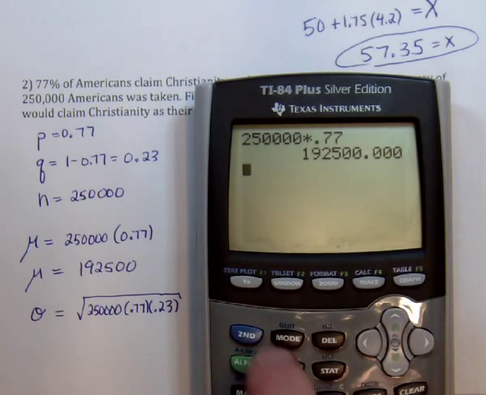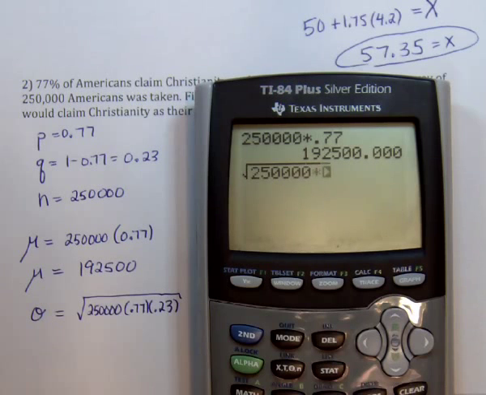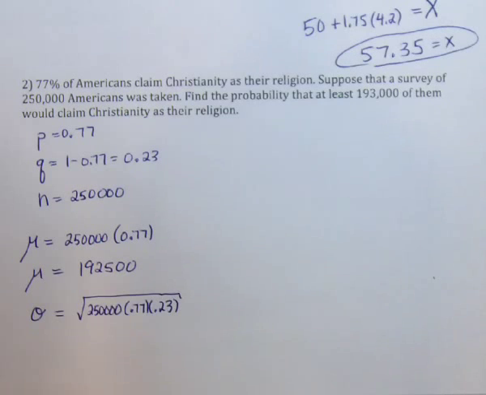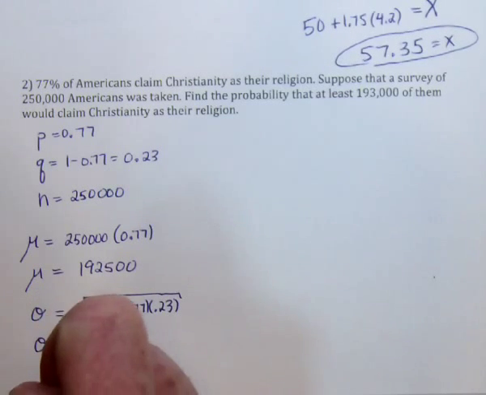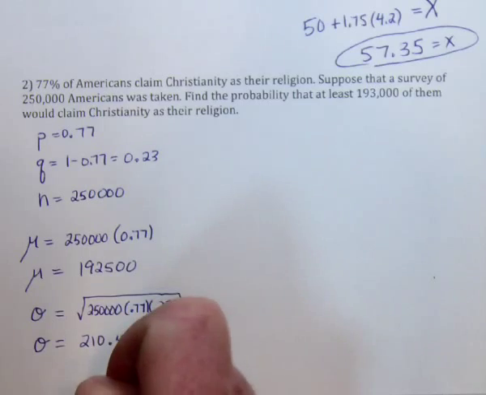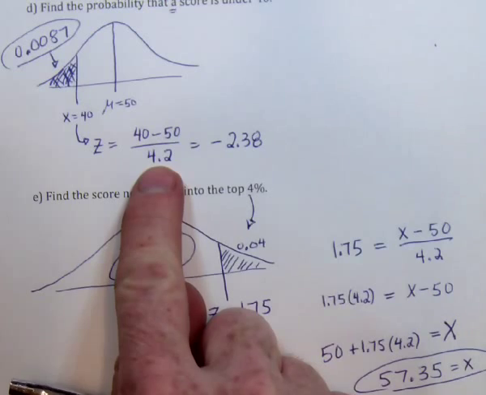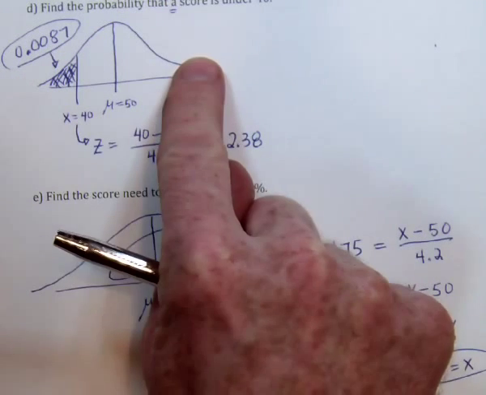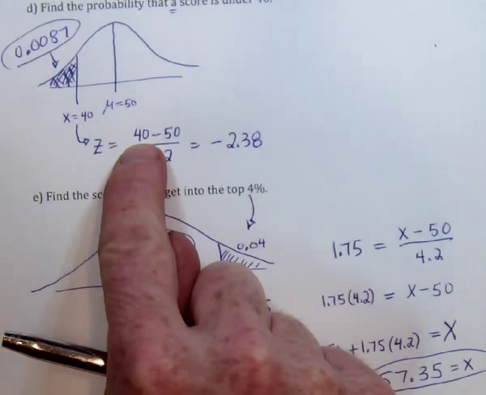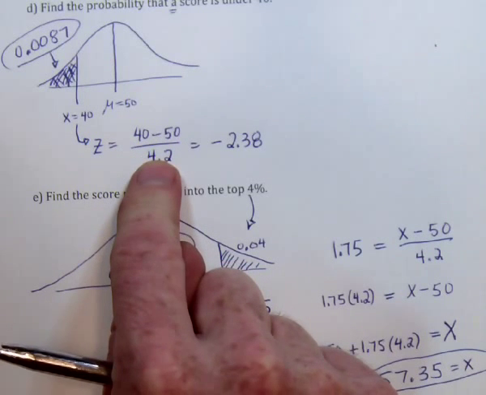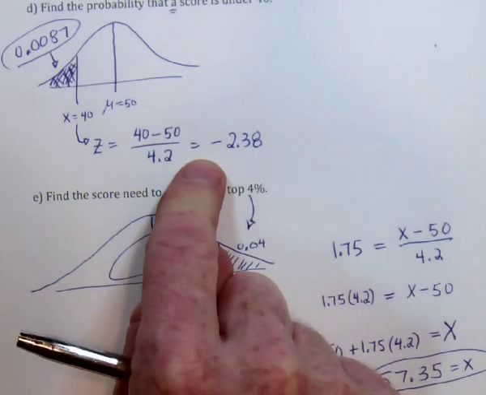So let's see, the square root of 250,000 times 0.77 times 0.23, and the standard deviation is 210.416. So if you notice in this problem, what we needed was a bell-shaped curve. We needed a score, the mean and the standard deviation, and then we could use the z-score in table A2.